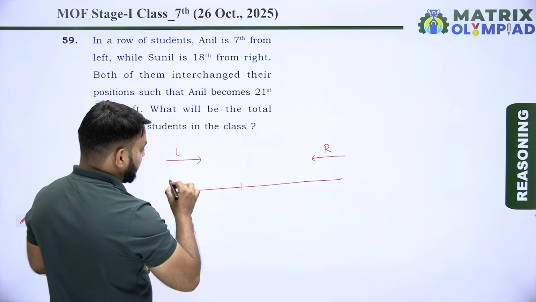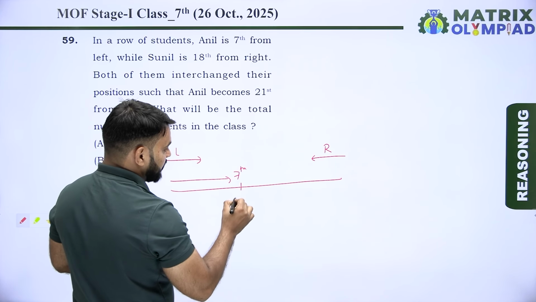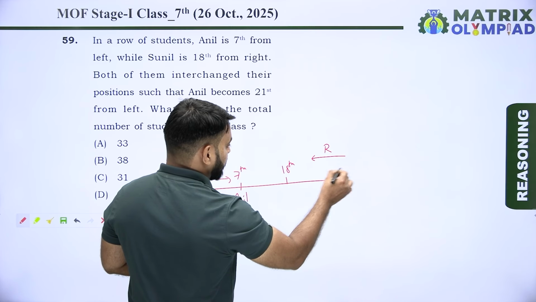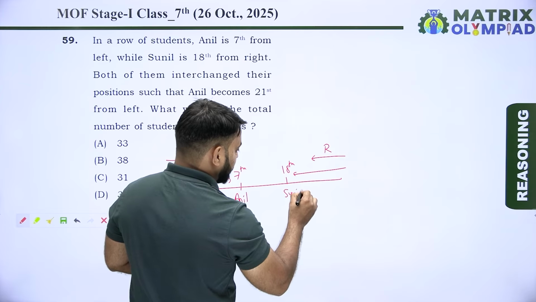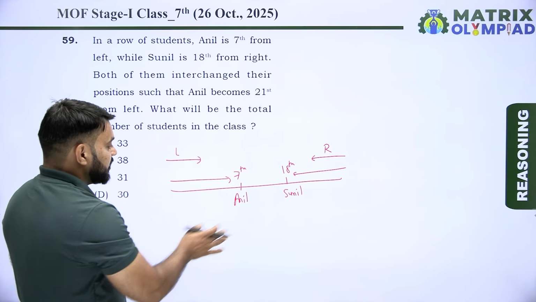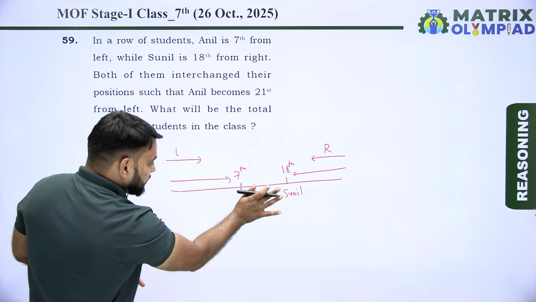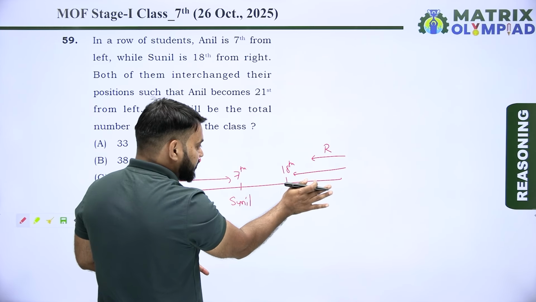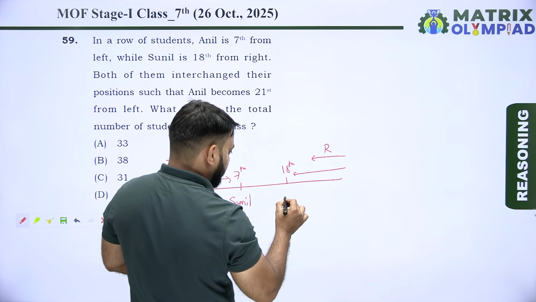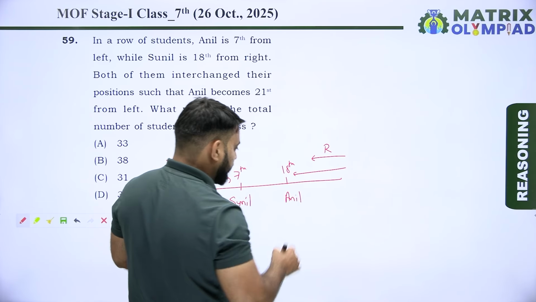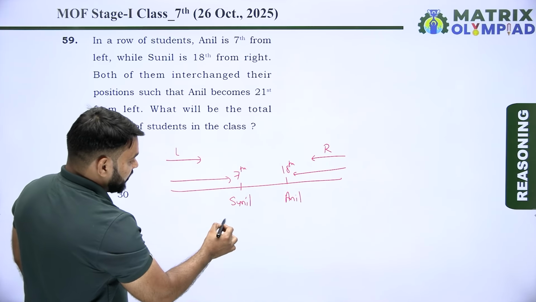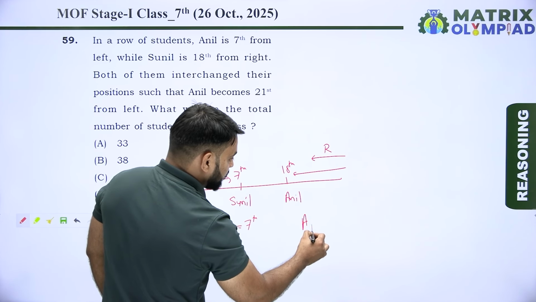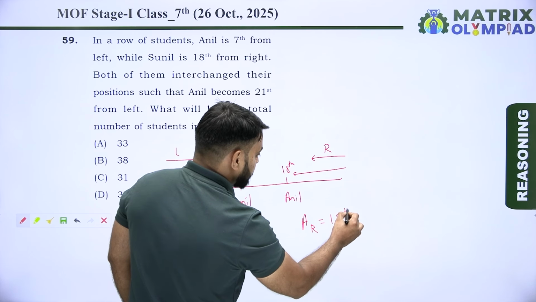So now position of Anil is 7th from the left end and position of Sunil is 18th from the right end. If they interchange their position, then this one will become Sunil and this one will become Anil. Now position of Sunil from the left is 7 and position of Anil from the right is equals to 18.